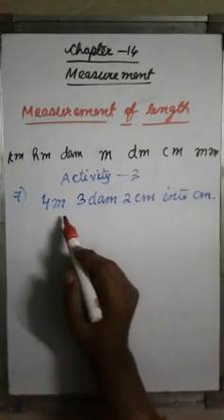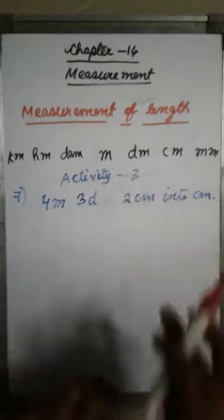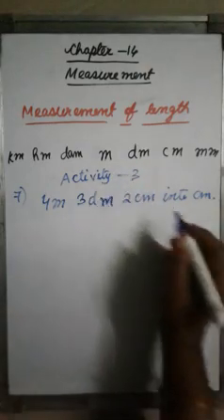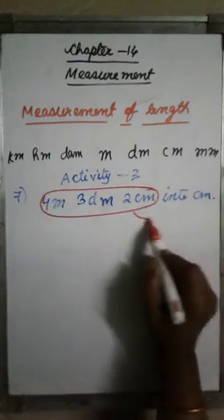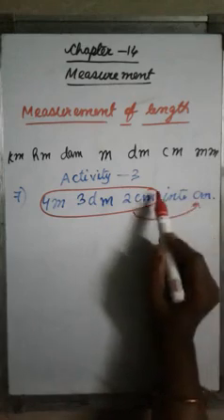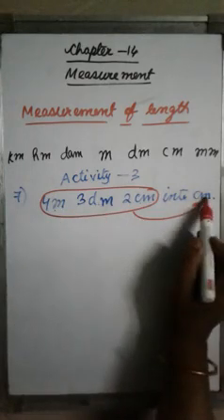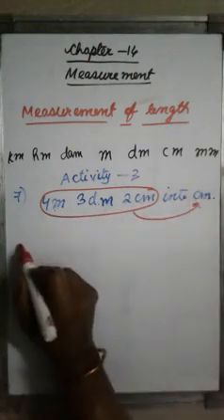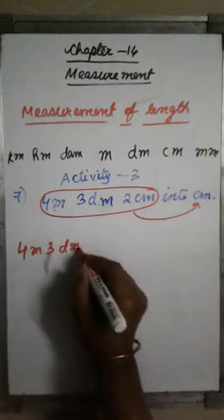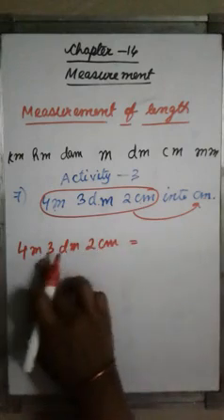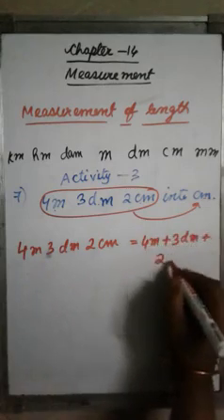Here I am converting, I have 4 meter 3 decimeter 2 centimeter into centimeter. So this quantity I have to convert to centimeter. It is already centimeter, so no need to convert this. We have to convert meter to centimeter, then decimeter to centimeter. Centimeter to centimeter is already there, so I will write this 4 meter 3 decimeter 2 centimeter is equal to 4 meter plus 3 decimeter plus 2 centimeter.